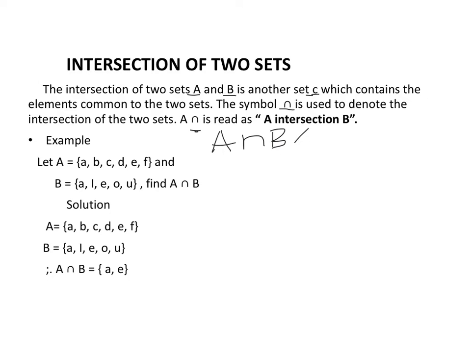A intersection B. Example: let A be equal to {A, B, C, D, E, F}, and B be equal to {A, I, E, O, U}. Find A intersection B. So we look out for the elements A and B have in common. Solution: A is {A, B, C, D, E, F}, B is equal to {A, I, E, O, U}. A intersection B, therefore, is equal to {A, E}, because it is only A and E that these two sets have in common.